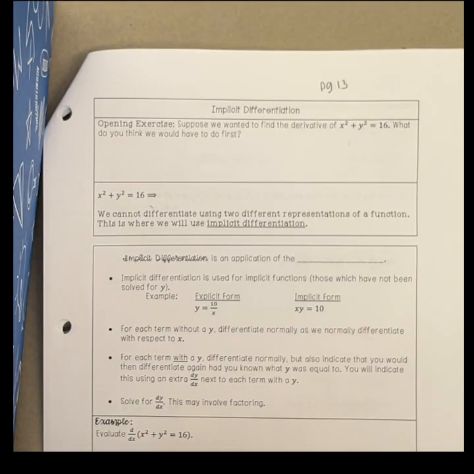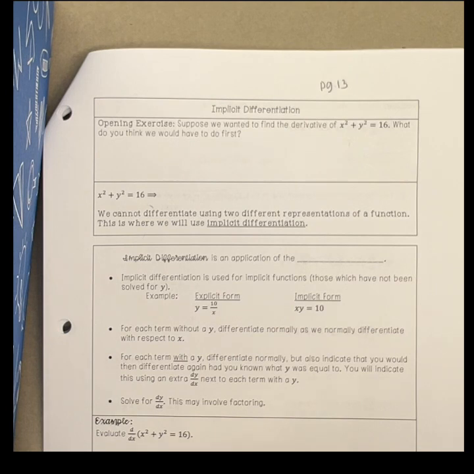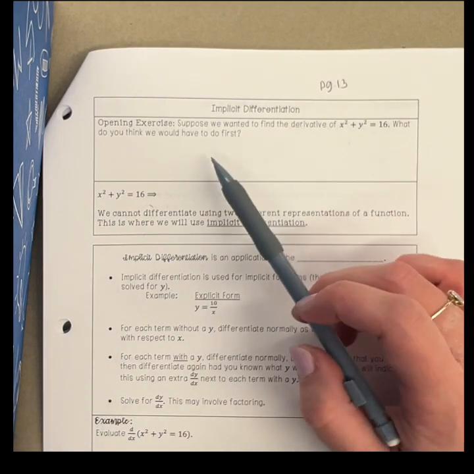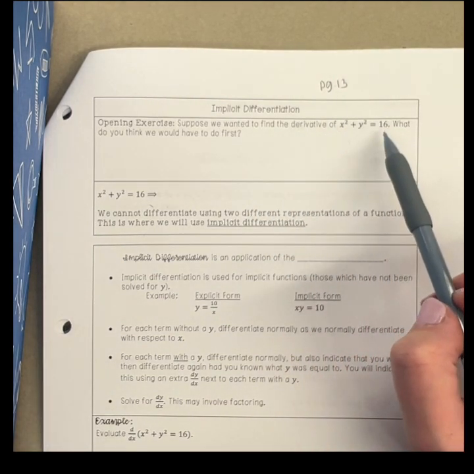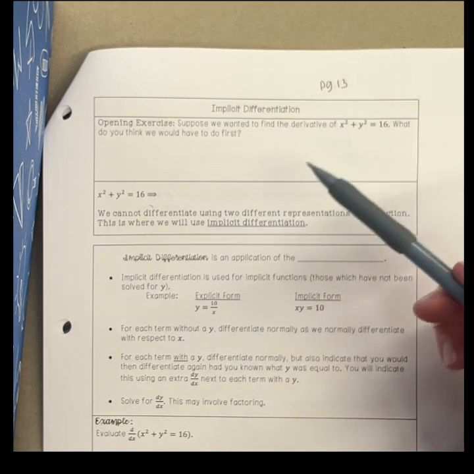Hi everyone, in this video we're going to go over page 13 and select problems on page 14 and 15. This section is called implicit differentiation. It says, suppose we wanted to find the derivative of x squared plus y squared equals 16. What would we have to do first?